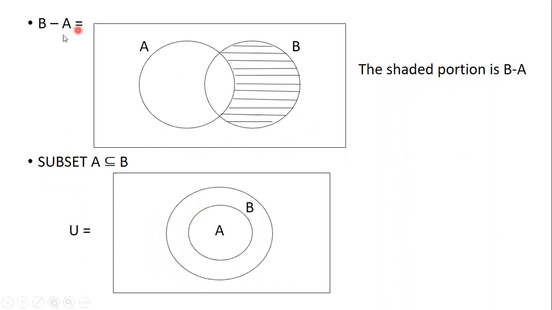Next, going on further is B minus A. Here all the elements which are present in B but not in A. So that is B minus A. That is why we only shade the part where we have only B, leaving out this intersection part. So any doubts until here?